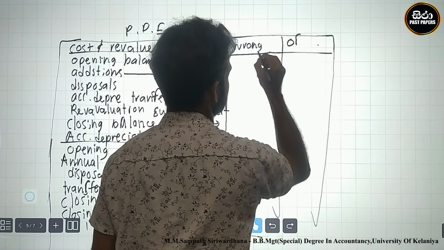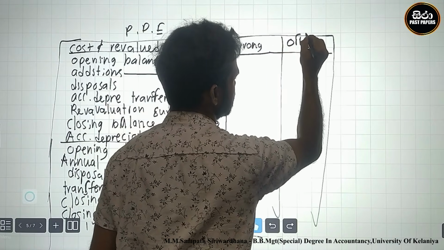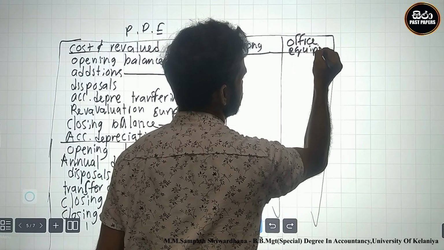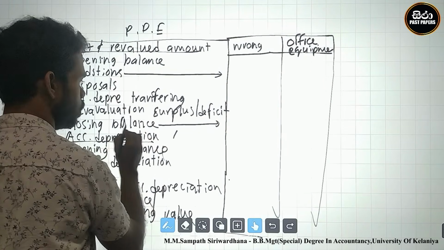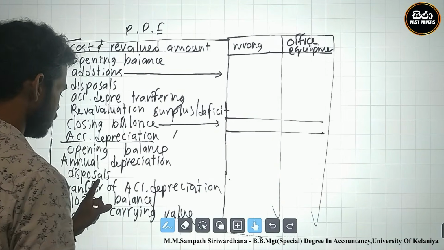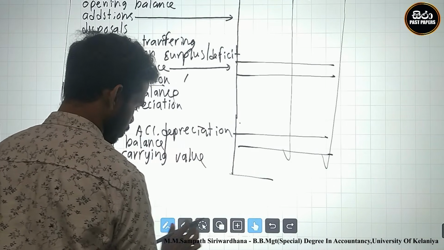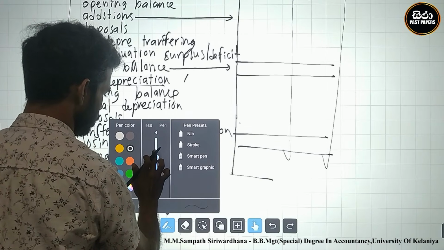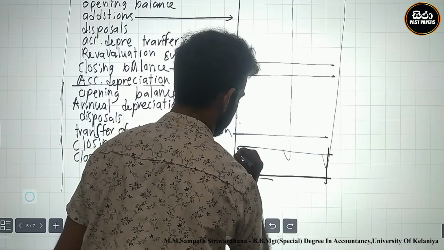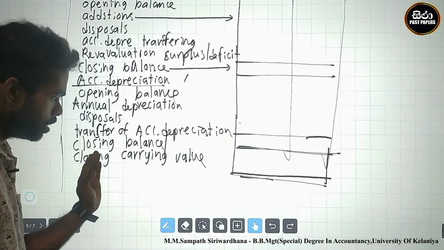There is office equipment. There is a wrong value column, but don't think about the wrong value column. This is the actual office equipment. Okay, this is the closing balance. Another closing balance is there. Accumulated depreciation. After that, closing carrying value.